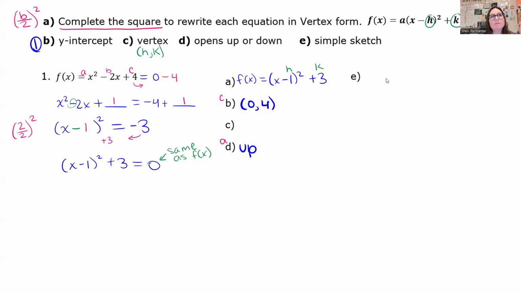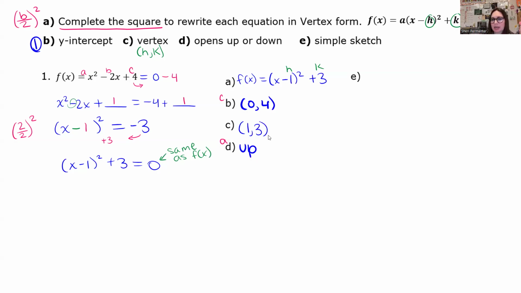So remember that in the formula, h is opposite. So if it's negative 1 here, it has to be positive 1. And then k is just right, positive. So whatever it is, it is. So 3 is 3. Wait, so h can... h is always... no, it can be. It's just opposite of what you see. So if it's a positive, it comes out as a negative. If it's negative, it comes out as a positive.